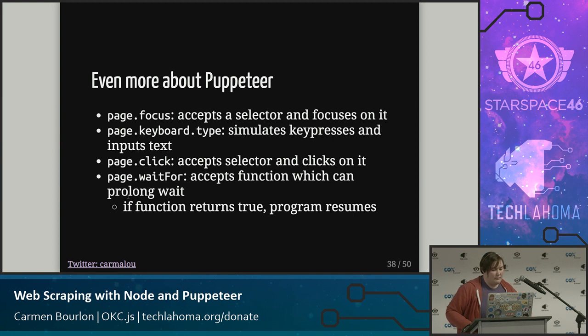And then wait for. Wait for is really, really similar to wait for selector, which we saw before, except that this one will accept a function. And so it's really, really handy for, I actually have an example of this coming up. If you want to make sure that a value is there, you can pass a function into wait for, and it will pause, essentially, your program until the value is there. I don't want to give too much away, but I have an example of that.